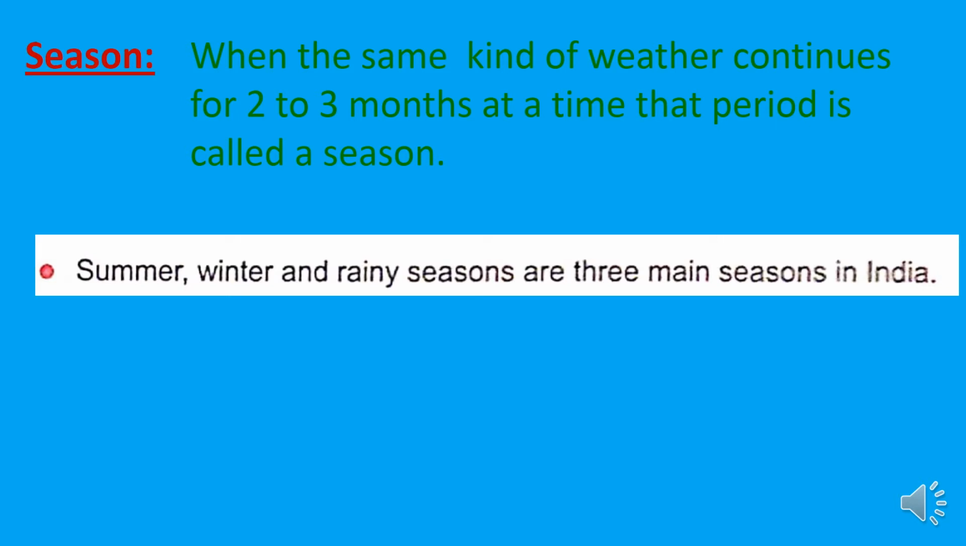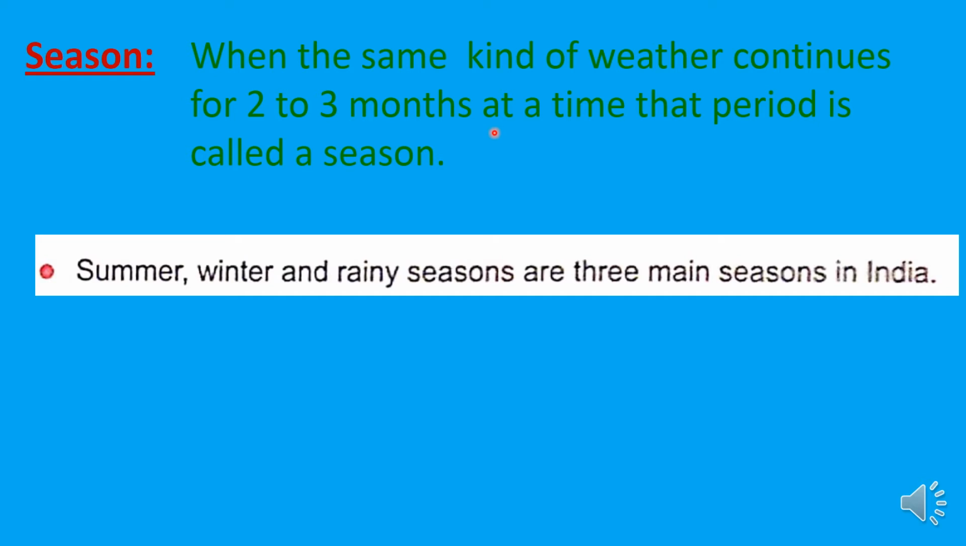Children, now you'll say, what is season? I'll explain, listen carefully. When the same kind of weather continues for 2 to 3 months at a time, that period is called a season. Again I'm saying, listen carefully. When the same kind of weather, for example, sunny weather, continues for 2 to 3 months, daily you are facing sunny days, so the same sunny weather is continuing for 2 to 3 months at a time, that period is called a season.